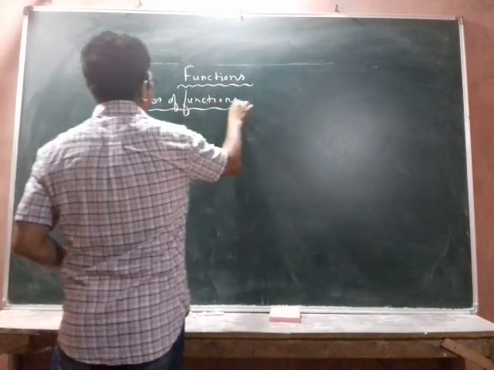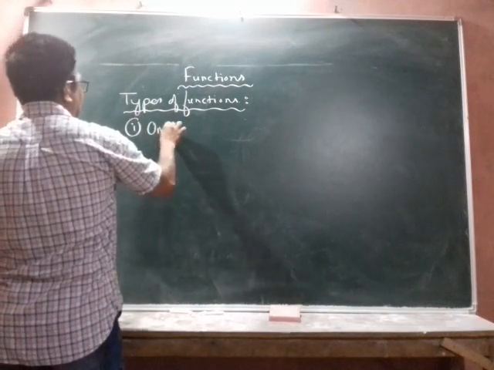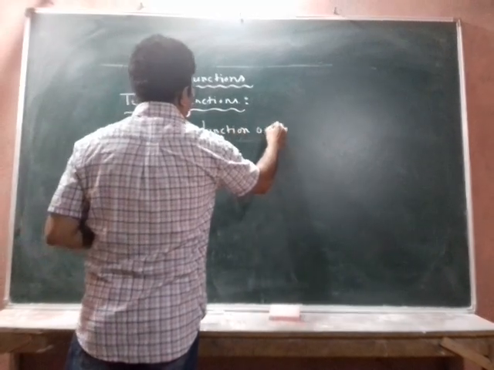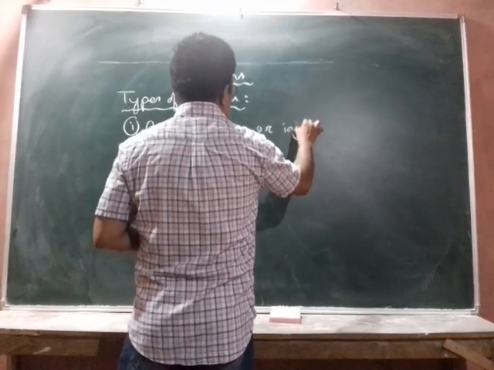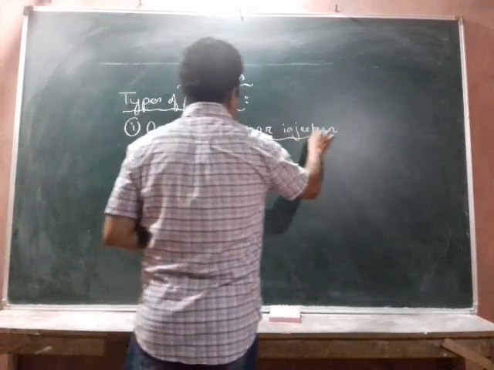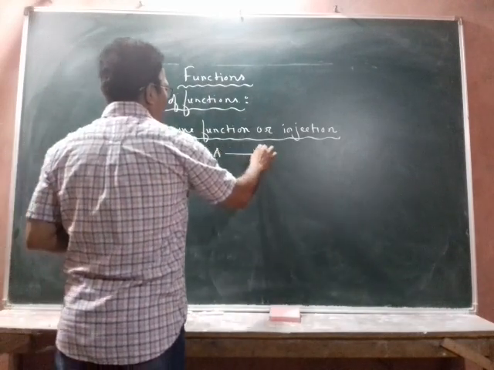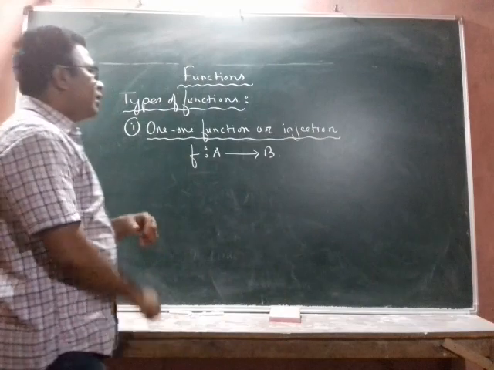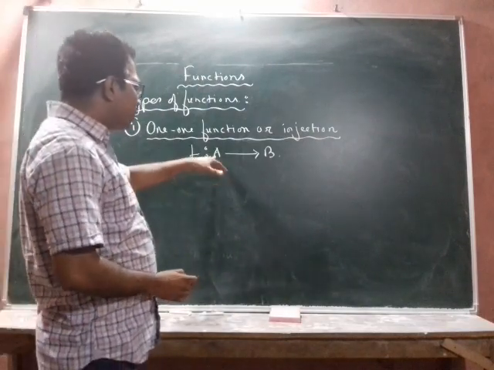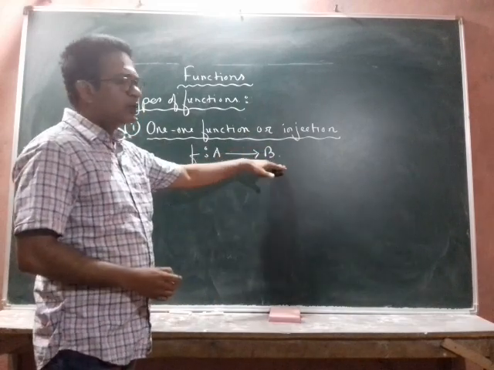Okay. Here I am going to discuss a few functions. Number one, one-one function or injection. The same name, one-one function or injection. Suppose we have a function f from A to B. It is said to be one-one or injection if different elements of A have different images in B.